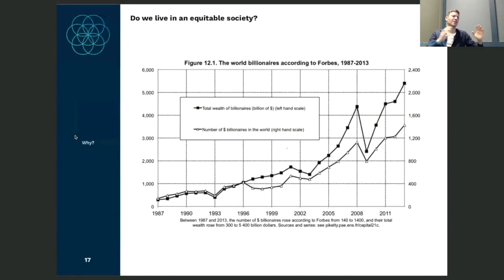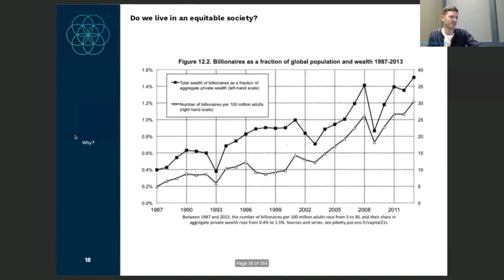First of all, this chart is taken from Capital in the 21st Century, written by Thomas Piketty, which had quite a lot of coverage when it was published a couple of years ago. It's really looking at the number of billionaires in the world, according to Forbes, over the last 20 years or so. And we can see that that number is pretty steadily increasing over that time horizon. This chart here is looking at billionaires as a fraction of global population and wealth. Again, we can see that pretty steadily increasing over time.